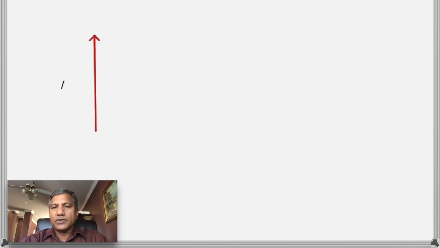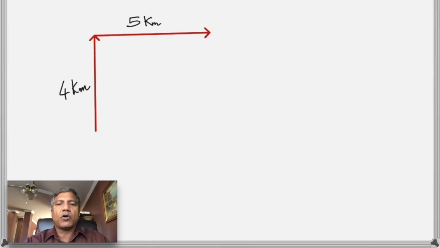Now, here's another question where a person is walking 4 kilometers to the north and then walks 5 kilometers to the east. 4 kilometers to the north and 5 kilometers to the east. And the question is, how far away is the person now from the starting point? Or in other words, how much is this?